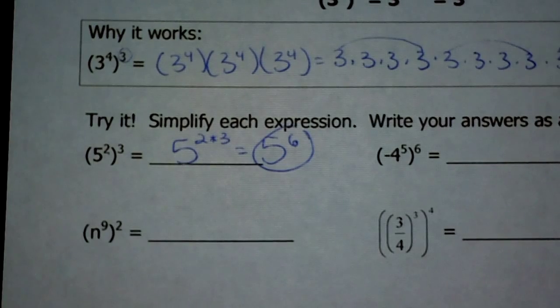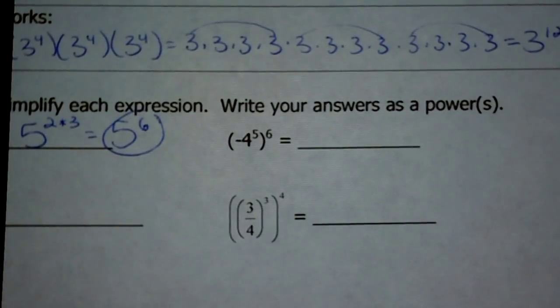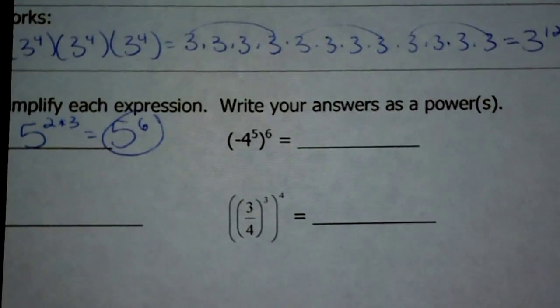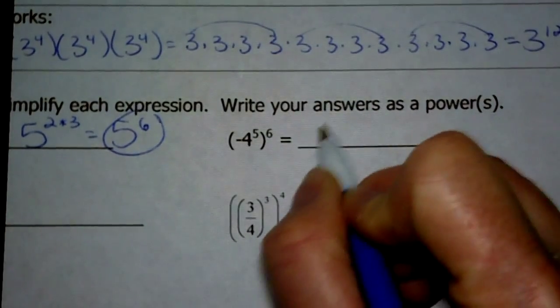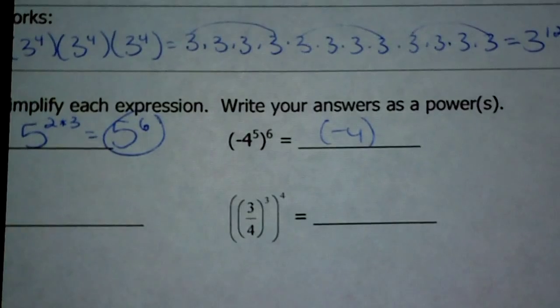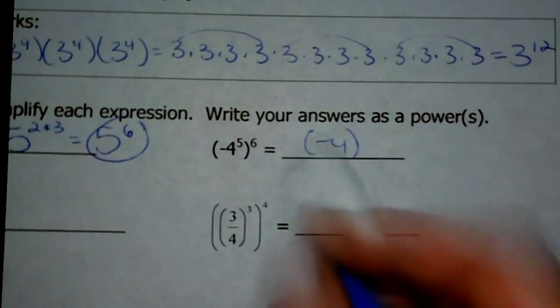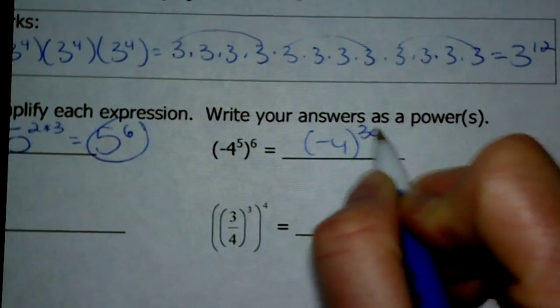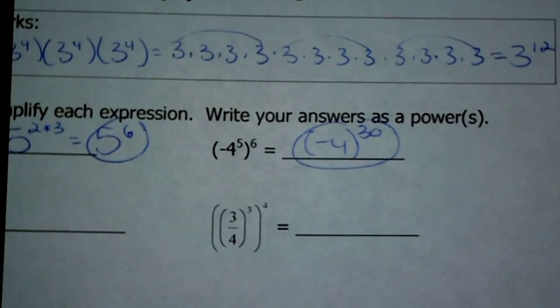All right, let's try another one. Scooch it over. I have the quantity of -4 to the 5th power to the 6th power. So I'm going to bring over my base. Yes, it needs to be wrapped in parentheses because that's how it started. And you just need to take 5 times 6, which is 30. So we brought over the base, we multiplied the exponents.